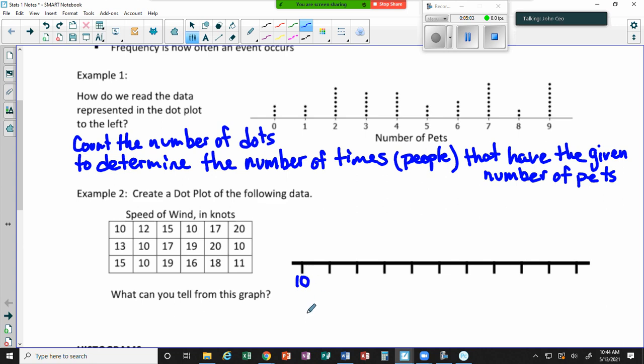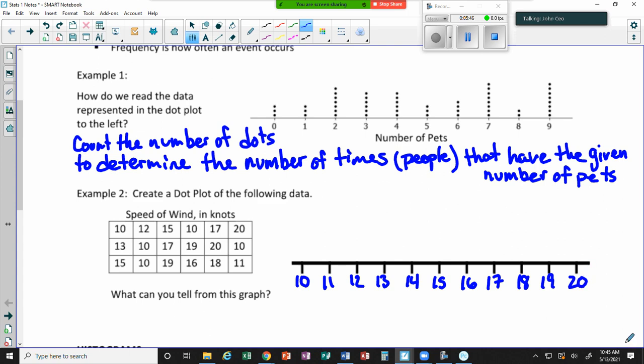Now, generally on a dot plot, we put individual numbers. You could make a dot plot that had a range of numbers if you wanted. If there was a big data set that went from 10 up to 100, instead of trying to put 90 numbers on there, you could group them. But this isn't big enough to necessitate that. So what's the highest number it's got to go up to? 20. So I'm just going to go 10, 11, 12, 13, 14, 15, 16, 17, 18, 19, 20.